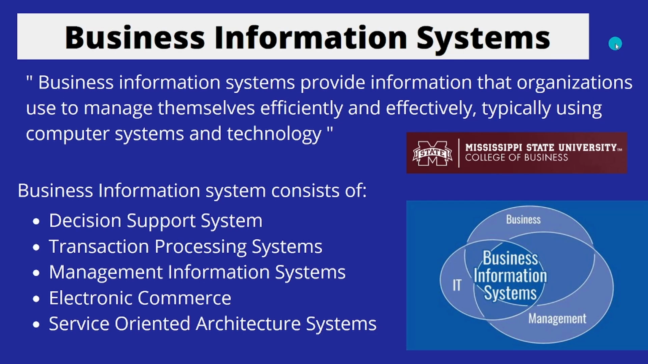Business information systems. Business information systems provide information that organizations use to manage themselves efficiently and effectively, typically using computer systems and technology. A business information system consists of decision support systems, transaction processing systems, management information systems, electronic commerce, and service oriented architecture systems.